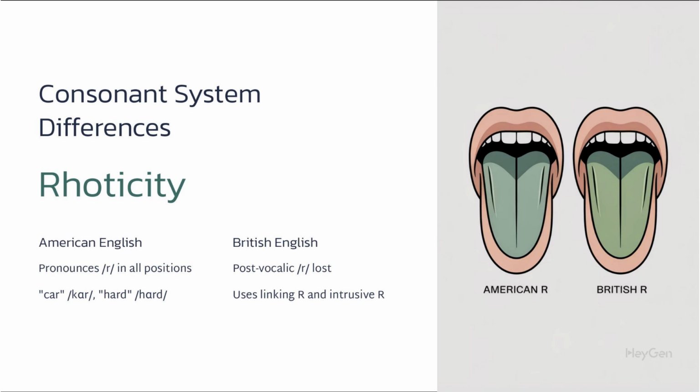The treatment of T also differs dramatically. American English uses T-flapping, converting T to a tap sound between vowels, so water and city have that characteristic bouncing rhythm. British English employs T-glottalization instead, where T becomes a glottal stop in specific positions, like in button.